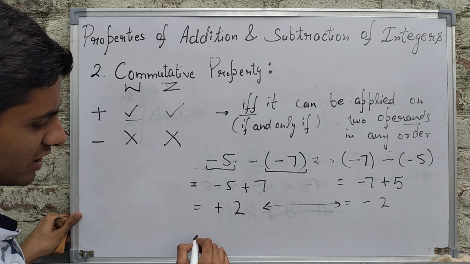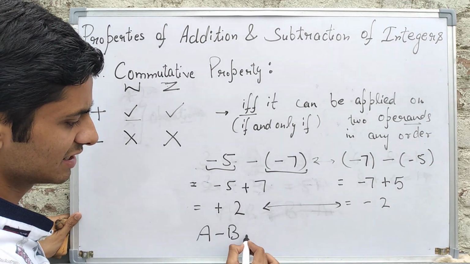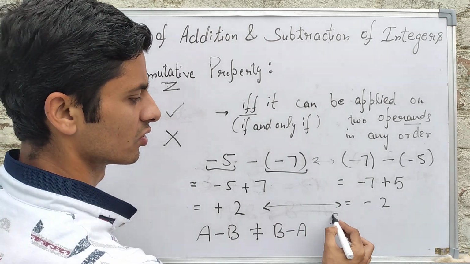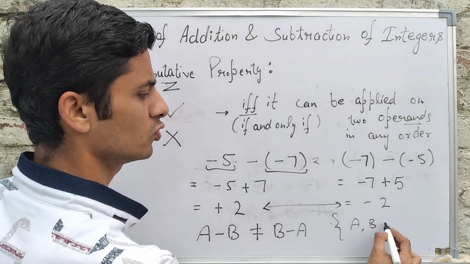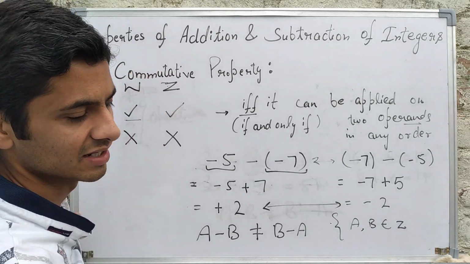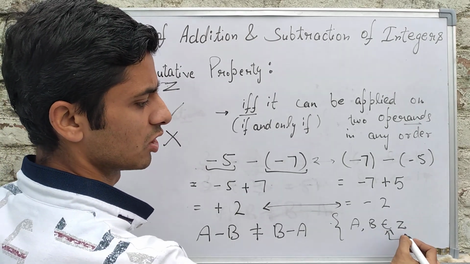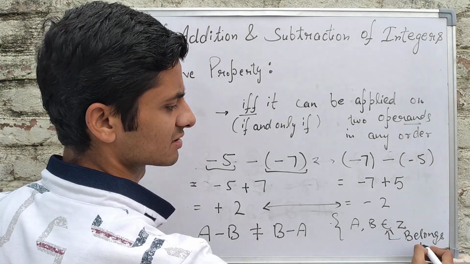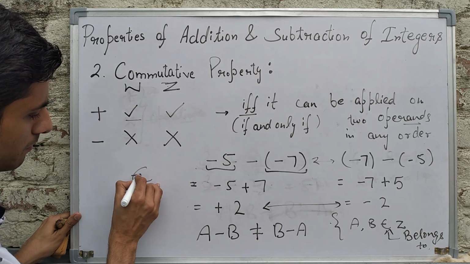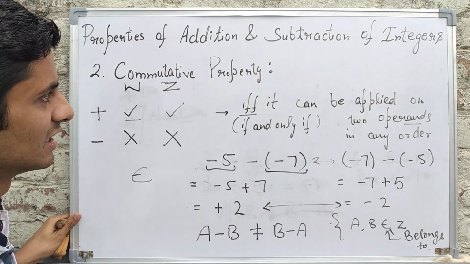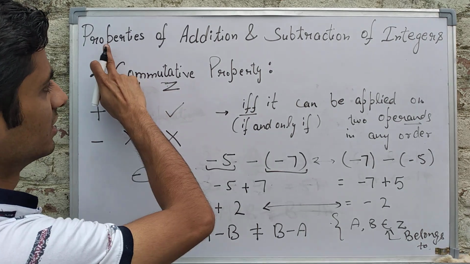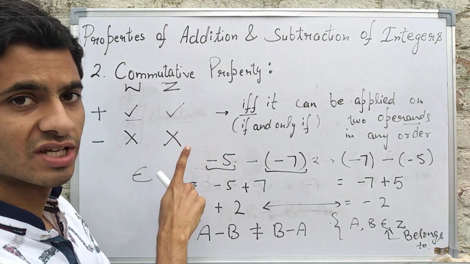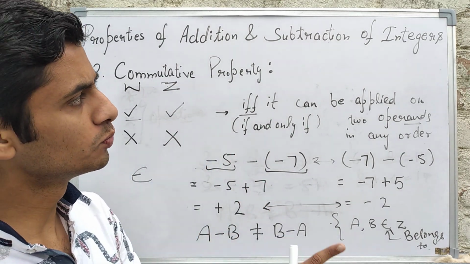So you can write it this way also: a minus b is not equal to b minus a, where a and b belong to the set of integers. This sign is for belongs to. You will come across a number of other signs in mathematics. Now we have learned two properties of addition and subtraction of integers, closure and commutative property. Two more properties are left.